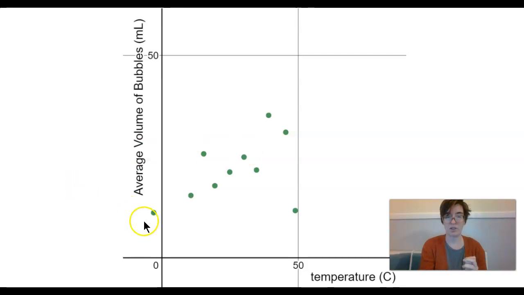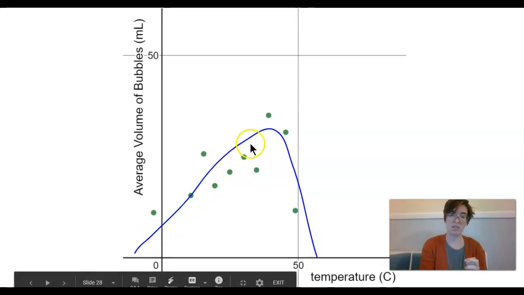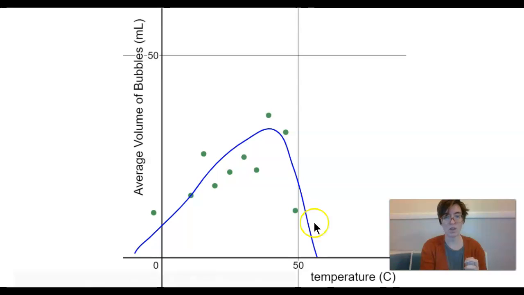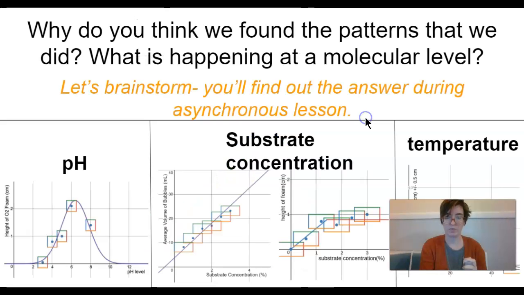So as temperature increases, our volume of bubbles is going to increase to a certain point, when it gets so warm that the enzyme is denatured. That means it changes shape and it no longer works with the substrate. So what happens is it increases and increases to a certain point, and then it drops off fairly quickly. So yeah, that's what we found for temperature, and that is what I would expect to find.